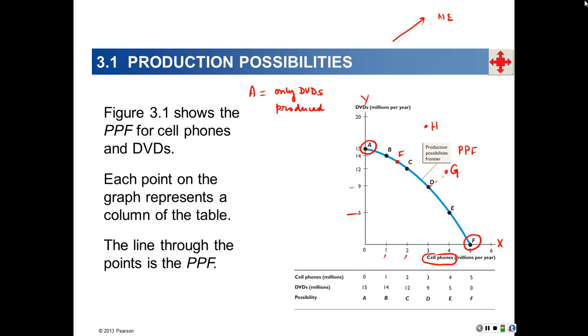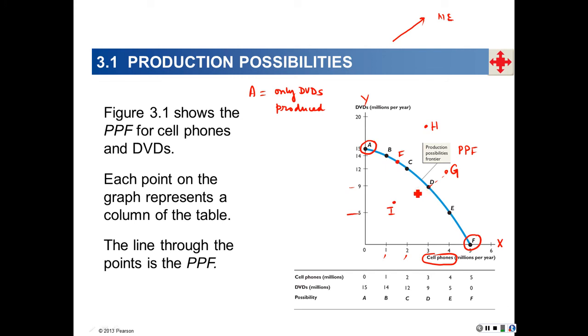Right? Now, what about a point that lies within? Let's consider this point here. Let's call that point I. Is point I possible to make? Clearly, it is possible to make because compare points I and D, for instance. Now, point I involves less of both goods as compared to point D. Am I understood here? Now, why does it involve less of both goods? Well, you can see that quite clearly.